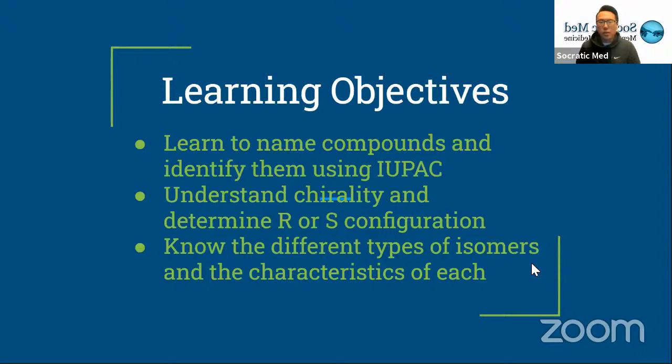And then for the learning objectives for today, I'm going to go over how to name the compounds that will be on the MCAT, and also how to identify them using the IUPAC naming system. I'm also going to go over chirality and then use that to determine R or S configuration for molecules. And then finally, I'm going to go over the different types of isomers and the specific characteristics of each isomer.